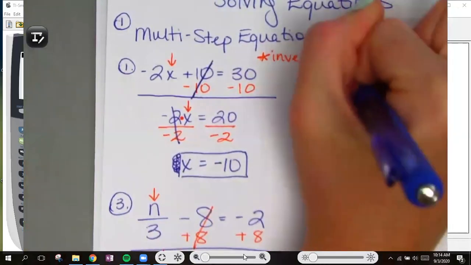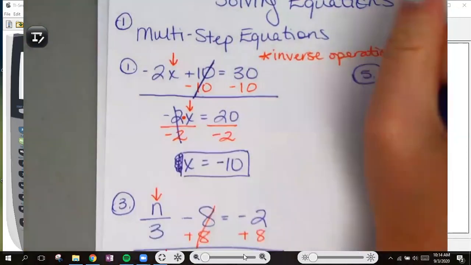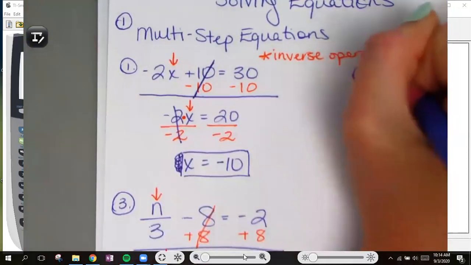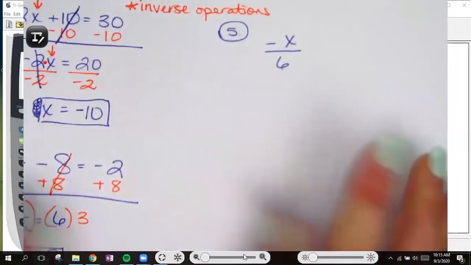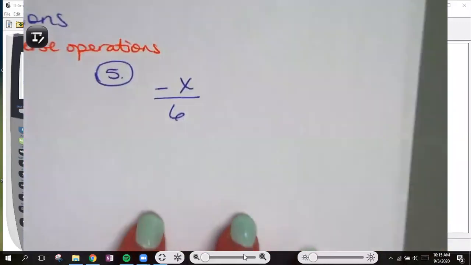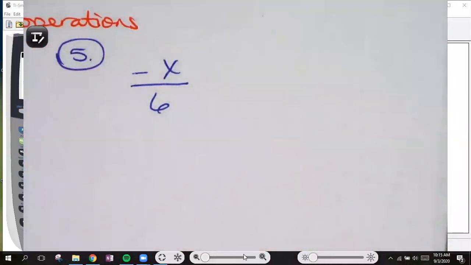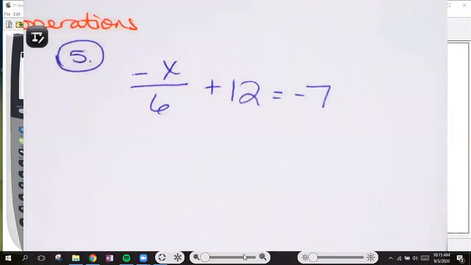I'm doing all the odds for some reason. All right, so you have negative x over 6, plus 12, equals negative 7.